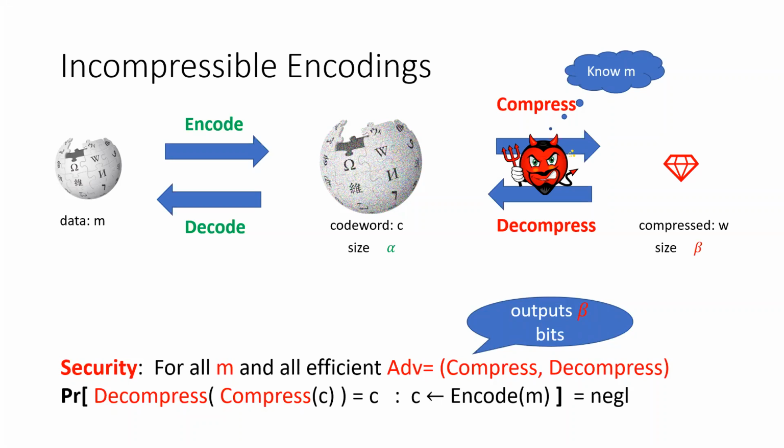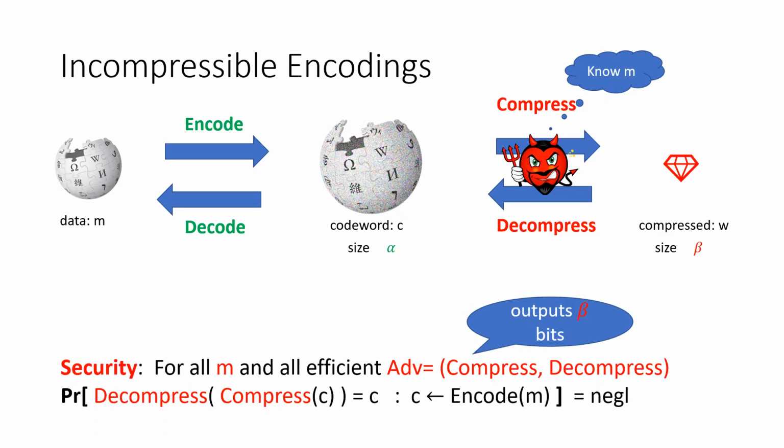So we'll say that for every message M, for any worst case choice of the data, notice here the data has no entropy. It's known to the adversary. It can be hard coded as part of the adversary. So we're not assuming an entropy on the data M. For all messages M and all efficient adversaries that consist of these compression and decompression algorithms, the probability that if you encode the data M via this probabilistic encoding procedure and give the code word to the compression algorithm, and then you decompress the output of the compression algorithm, you get back the original code word, should be negligible.